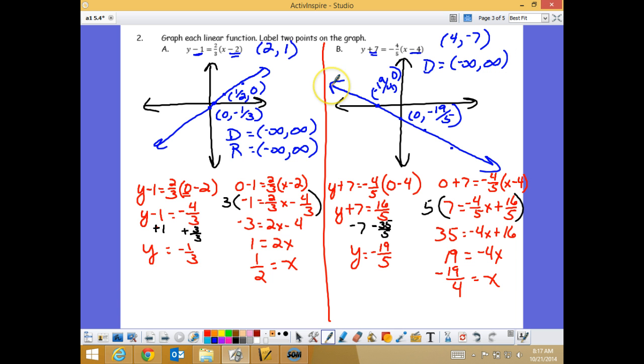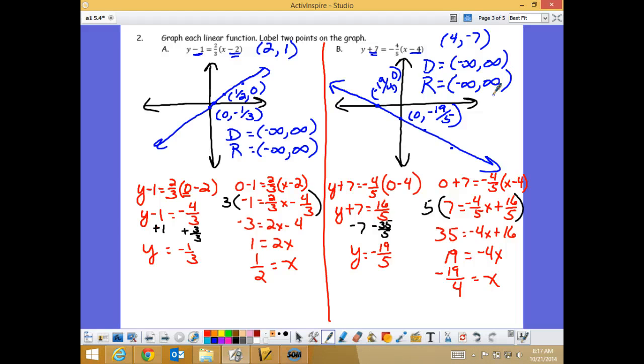And the domain and range: the domain is negative infinity to infinity, again going from left to right. And the range goes from bottom to top. The bottom will be negative infinity. The top will be positive infinity.